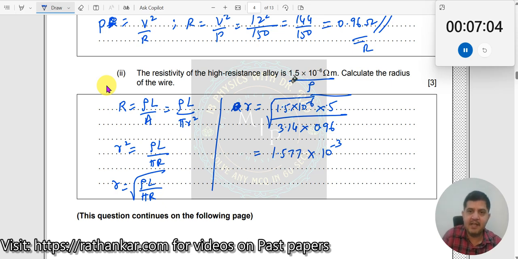Since I have only 2 significant figures, 1.577 is close to 1.6 into 10 power minus 3. What are we finding? We are finding the radius. Radius should be in meters, so here meters, or I can write this as 1.6 millimeters. This is the answer for it.